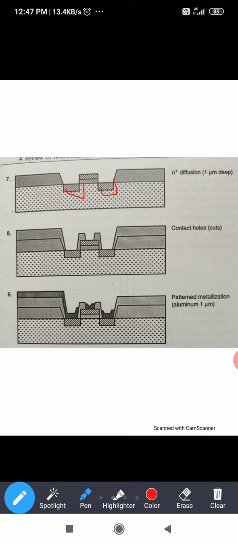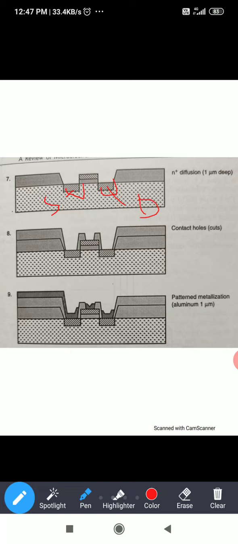Based on the time, the thickness and width of these diffusions will be formed. How much thickness and how much depth we want depends on the time, concentration and temperature; this diffusion can be formed accordingly. After forming the n plus diffusions, this is for the source and this is for the drain.